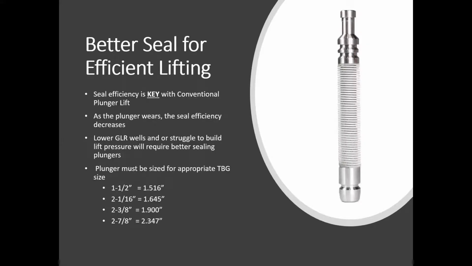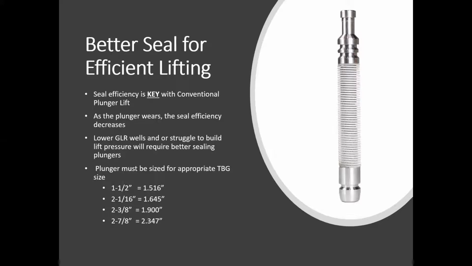So a seal is very important. The seal of a plunger is what keeps the fluid from falling back and allows our gas drive or critical rate to move the plunger to surface. As a plunger travels up and down the well, the seal begins to wear off, which decreases its seal efficiency. This is noticeable in production volumes and plunger travel times.